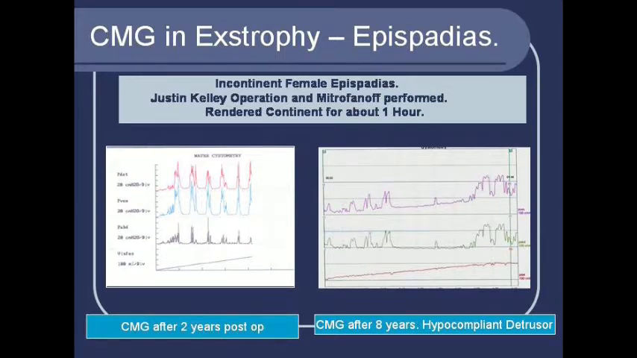But she came back after 8 years with increased leaking. She used to hold for an hour, and now every 45 minutes she has to run to the toilet because her Mitrofanoff leaks. That I found very fishy. Why is the Mitrofanoff leaking? She's not leaking from below so much. She rushes to the toilet and voids.